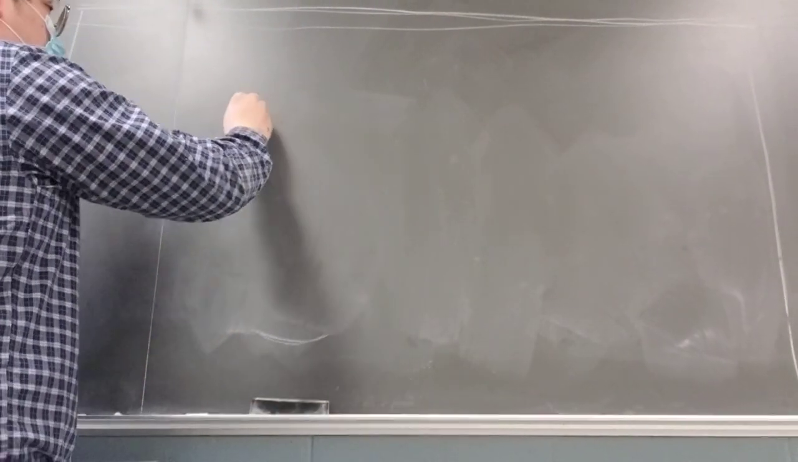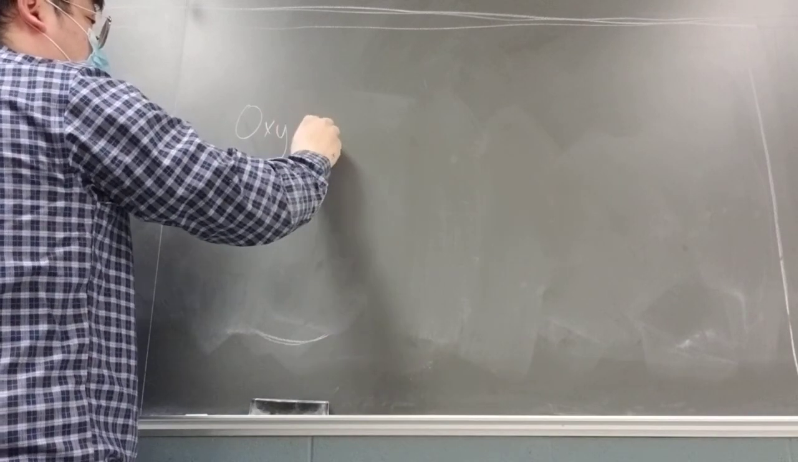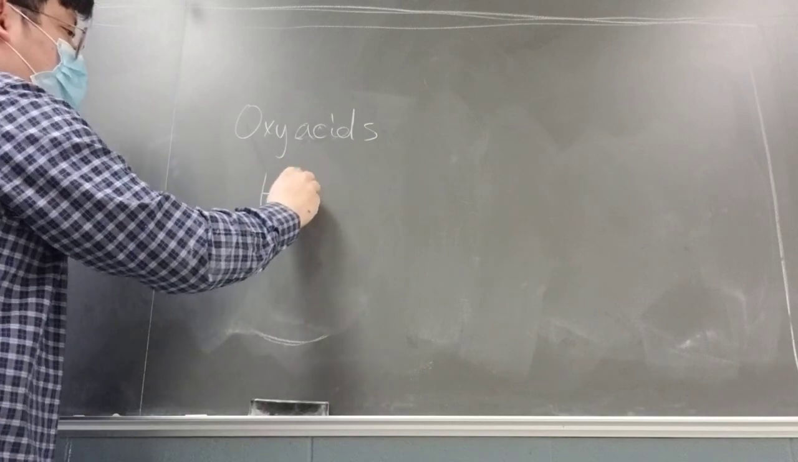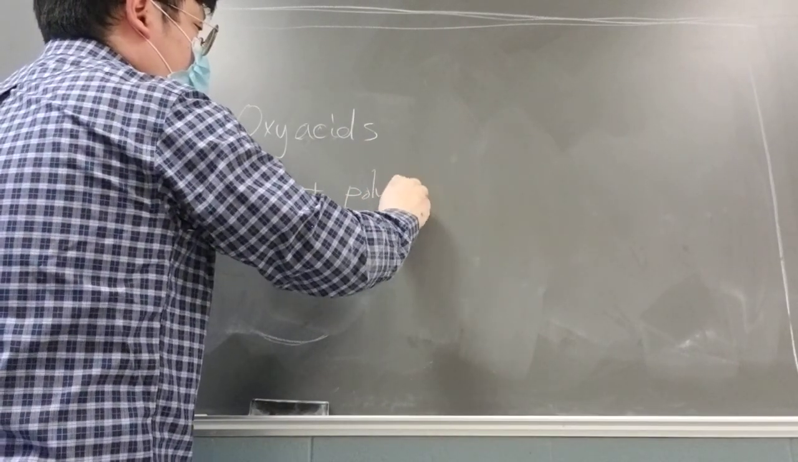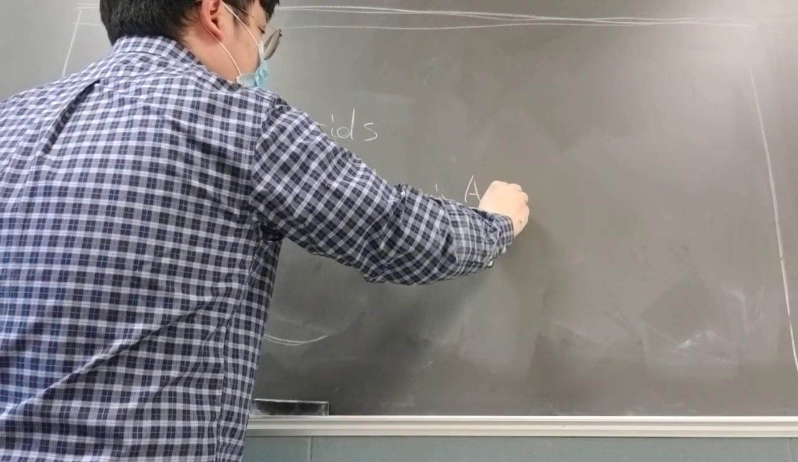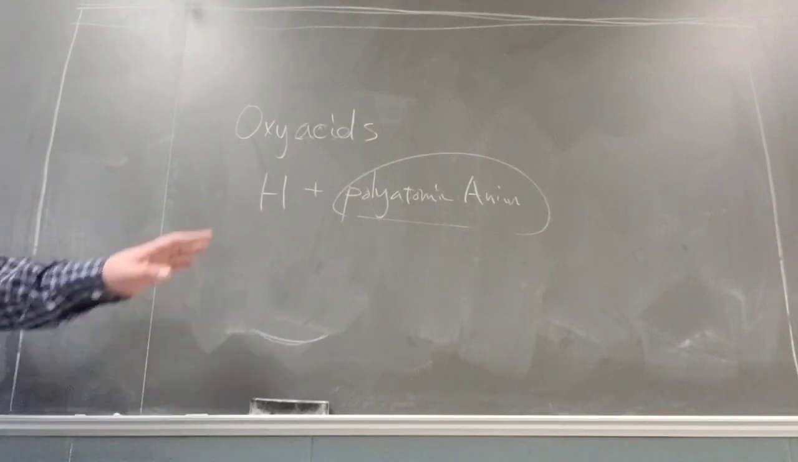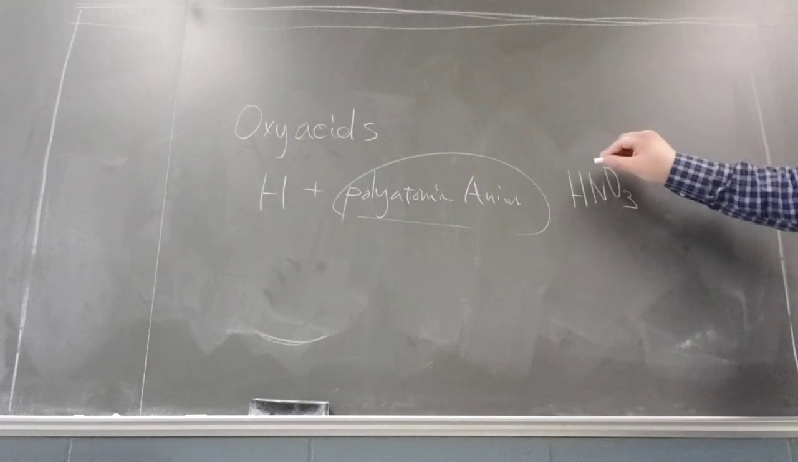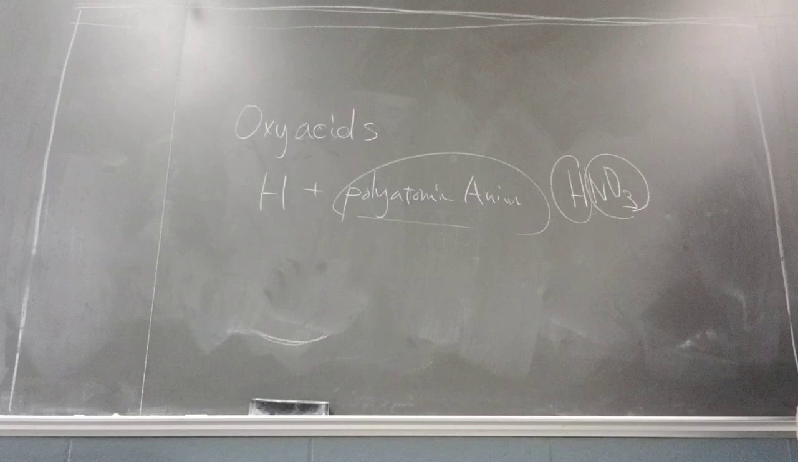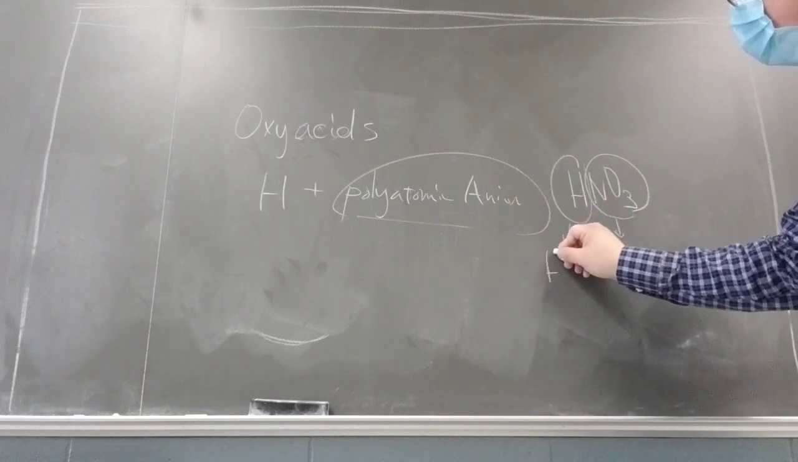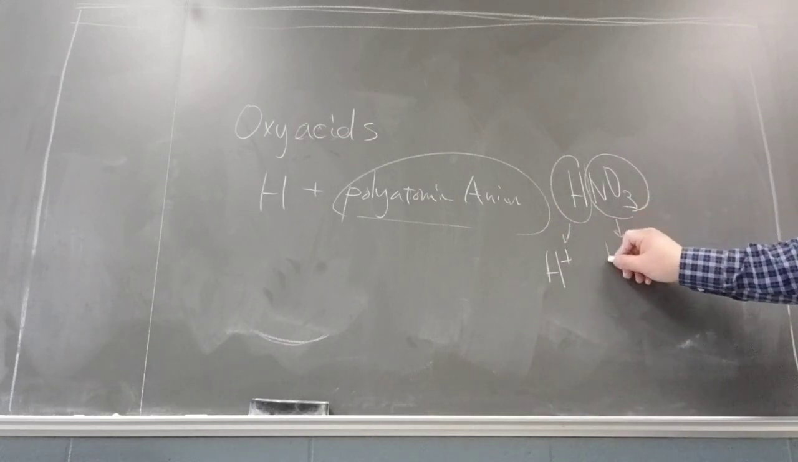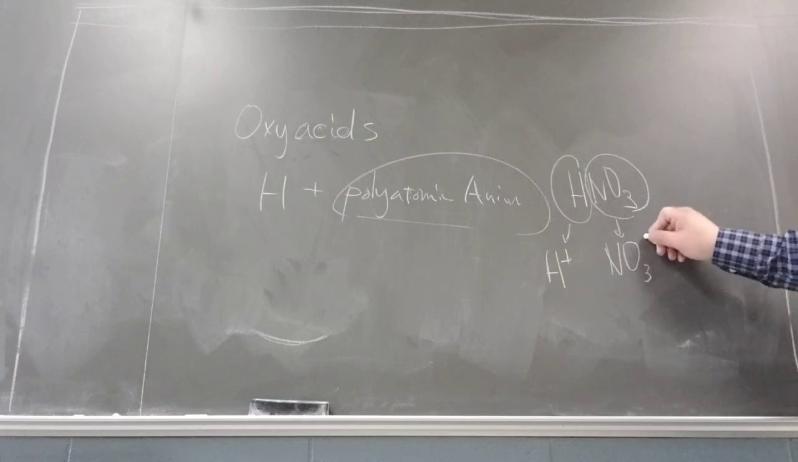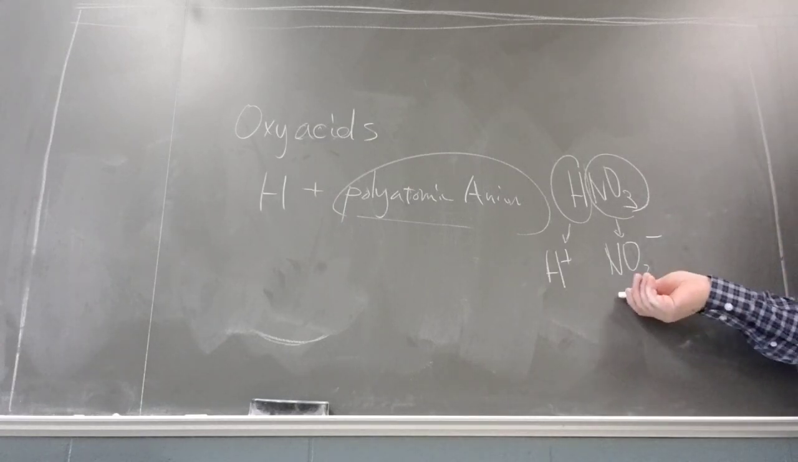But if we have some other type of acid, we call them oxyacids, because this is a hydrogen plus polyatomic anion, which is normally composed of a number of oxygens. So we call this oxyacids. Oxy means oxygen. For example, I can give you HNO3. So this is hydrogen and also NO3. This actually came from two different ions: the hydrogen cation, and the anion NO3 minus.